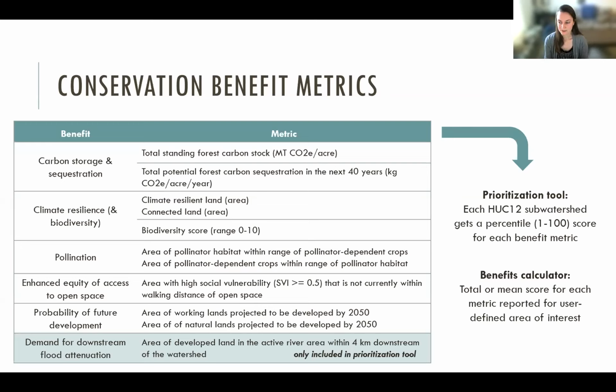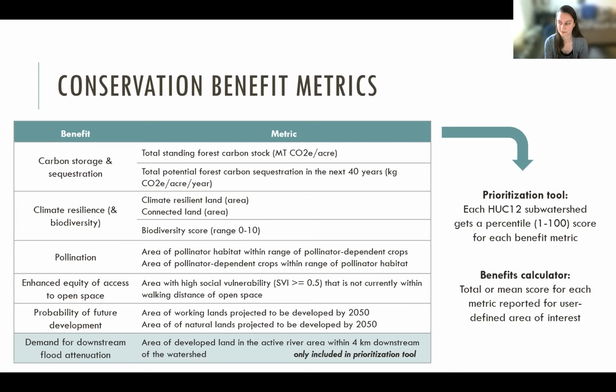So what we were able to do for these tools, well, actually just for one of the tools, was to include a watershed scale metric. And so this metric is only included in the prioritization tool because it is at the watershed level. It's not available to be calculated for individual parcels, but it looks at the area of developed land that's in the active river area, which we're using as a proxy for the floodplain. So it's therefore likely to be at risk for flooding. That's downstream of each of the watersheds in the state. So this just tells you where in the state you might want to focus that is in need of this downstream flood protection.